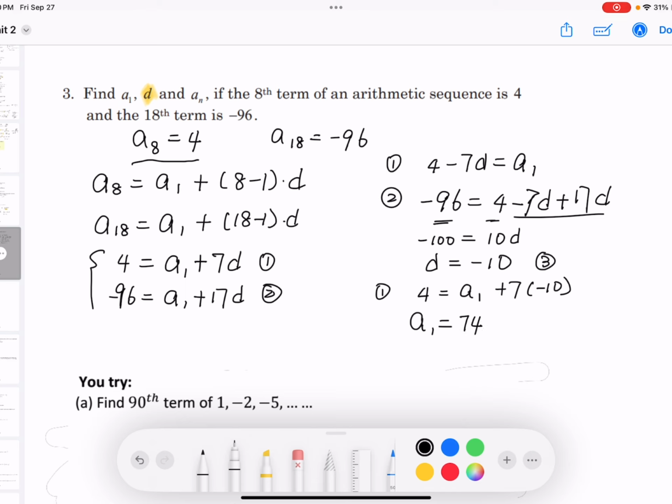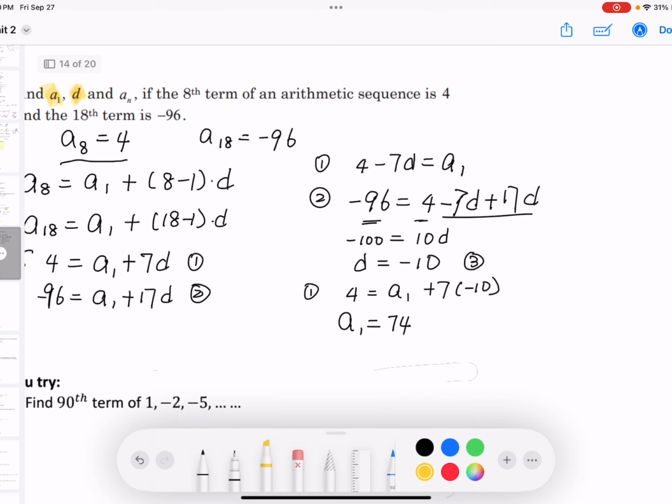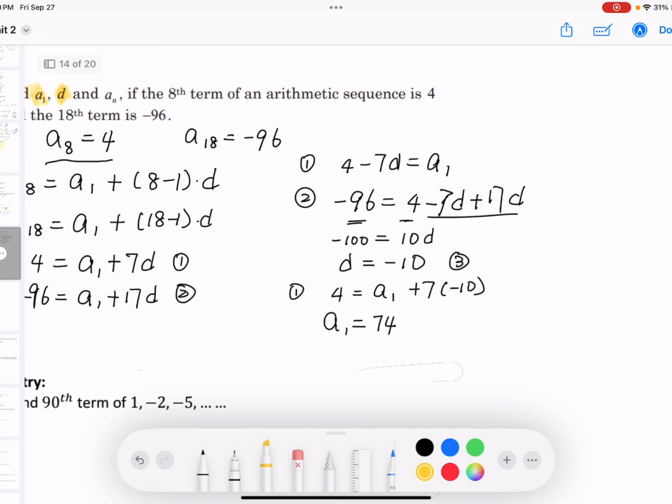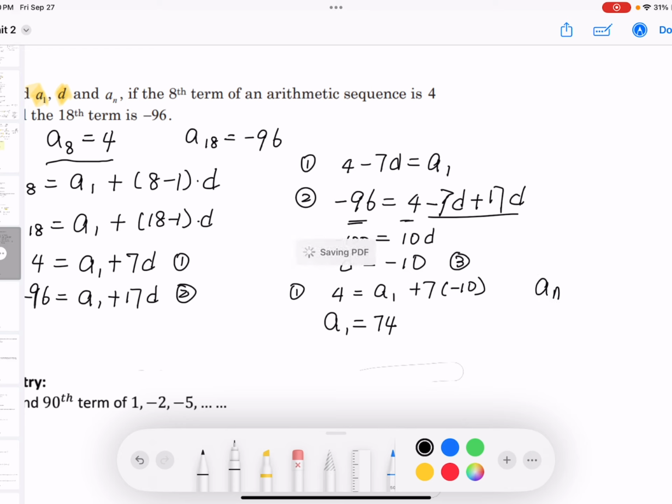So I found the a. How about a sub n? So a sub n has the formula for the arithmetic sequence. A sub n is equal to a sub 1 plus n minus 1 times d. Okay, plug in the values of a sub 1 and d: 74 plus n minus 1 times negative 10.